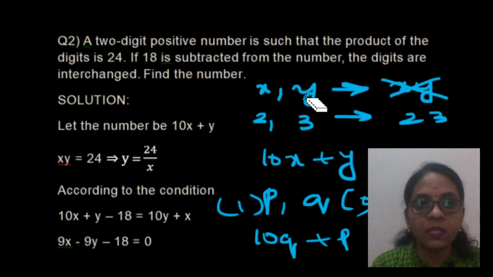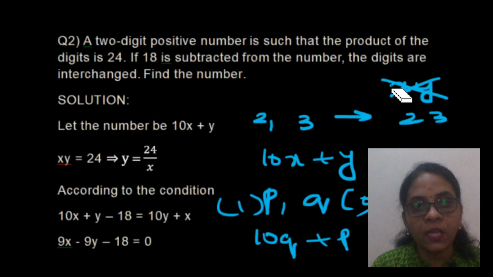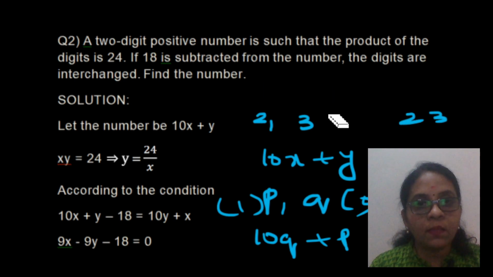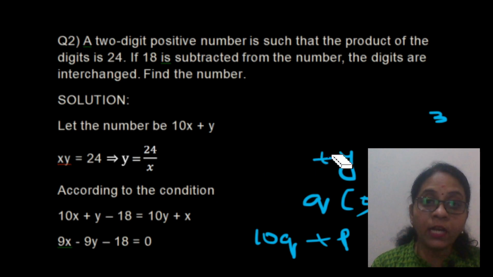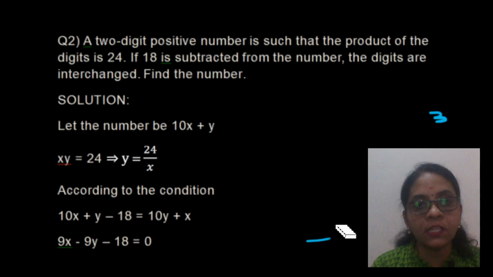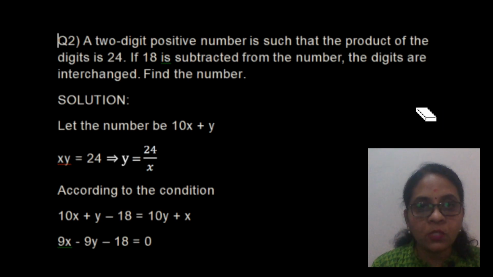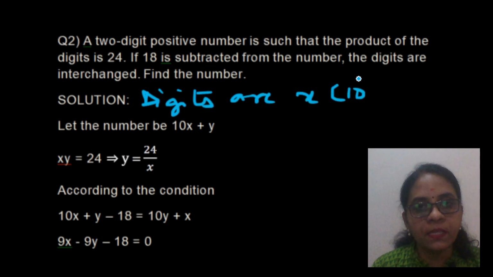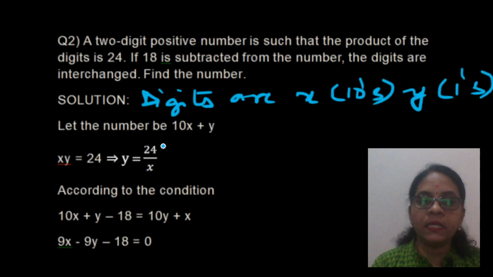Now in this question it is given that a 2-digit positive number is such that the product of the digits is 24. If 18 is subtracted from the number... So the product of the digits is 24. What do they mean when they say product of digits is 24? What are the digits that we assumed here, children? The digits that we assumed here are x and y. Therefore, the number becomes 10x plus y, because x is in the tens place and y is in the ones place.